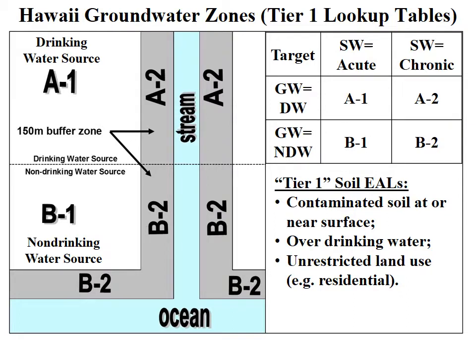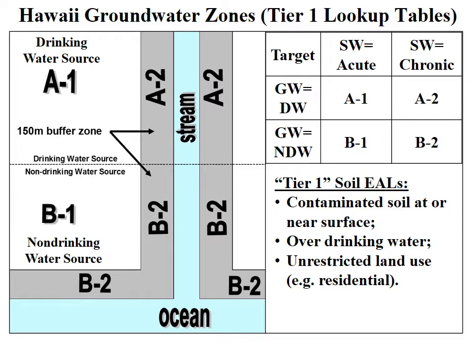In Hawaii, one other thing we do is we split the groundwater into 4 different zones based on whether groundwater is a source of drinking water and how close it is to an aquatic habitat. So if you see in the upper left-hand corner, zone A1 is intended to represent groundwater that's a source of drinking water, but it's not really close to an aquatic habitat. We use 150 meters as a buffer zone or a separation distance between aquatic habitats to determine whether or not it's considered to be close or not.